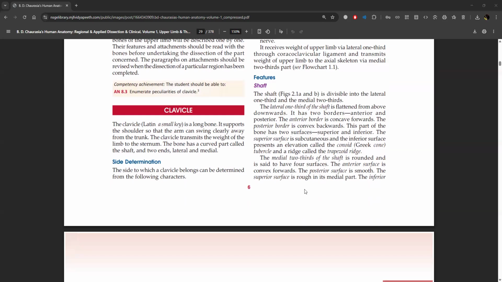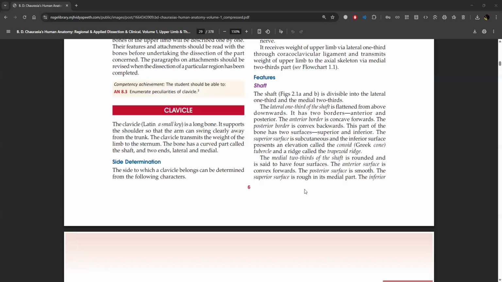The shaft, Figures 2.1a and b, is divisible into the lateral 1/3 and the medial 2/3. The lateral 1/3 of the shaft is flattened from above downwards. It has two borders, anterior and posterior. The anterior border is concave forwards. The posterior border is convex backwards. This part of the bone has two surfaces, superior and inferior.